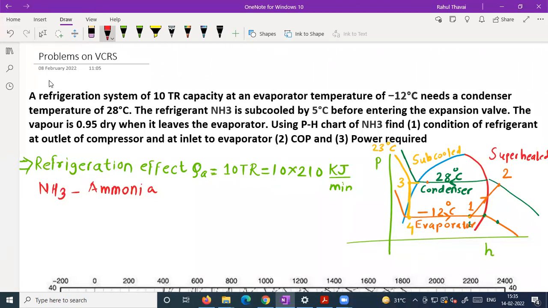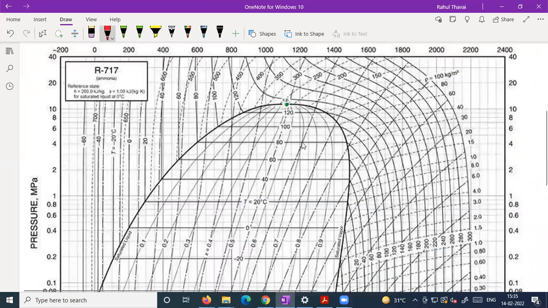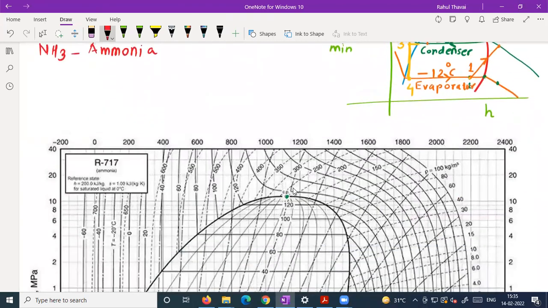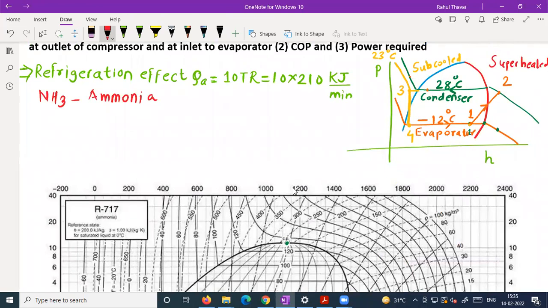Now see, all of you, they asked to use the pH chart. The pH chart is different for different refrigerants. Try to understand. Here the refrigerant is given as NH3, that is ammonia, whose designation is R717. This is the designation of the refrigerant ammonia. Ammonia is indicated by R717.